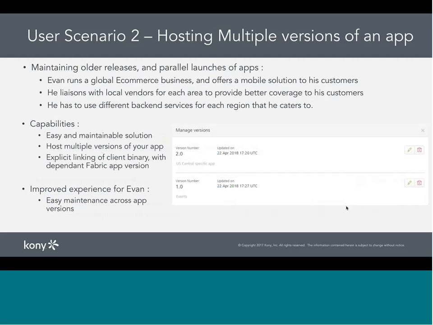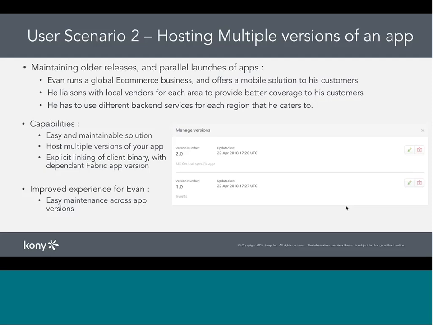So, in essence, I'm going to have 1.0, 2.0, 3.0, all my versions available in parallel and used by different versions of the client app at the same time, right? So this lets me have all these different versions at the same time. I can easily maintain the solution, host multiple versions, and I can explicitly link the client binary. In the previous instance, I said the client binary is built pointing to the default version of the app. Now, instead of default, it can actually give a specific version like 1.0, 2.0. So there is a close coupling between the actual client binary and the server, and you can maintain all of them in parallel.